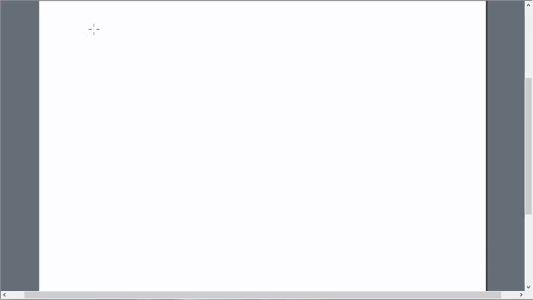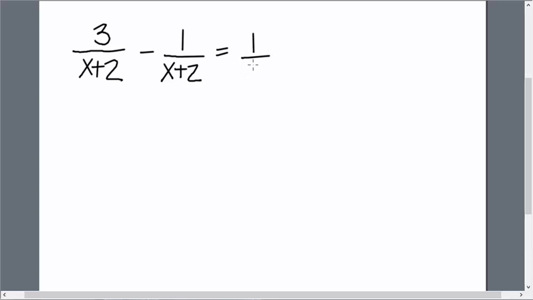So this next one says to solve and check for extraneous solutions. It's 3 over x plus 2 minus 1 over x plus 2 equals 1 over 5x. So it says solve, so we're going to go about it in a pretty basic way. I can do stuff to this left-hand side.